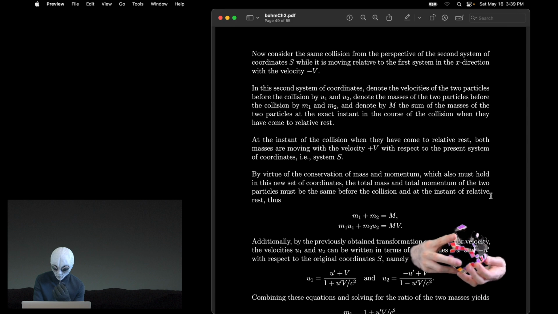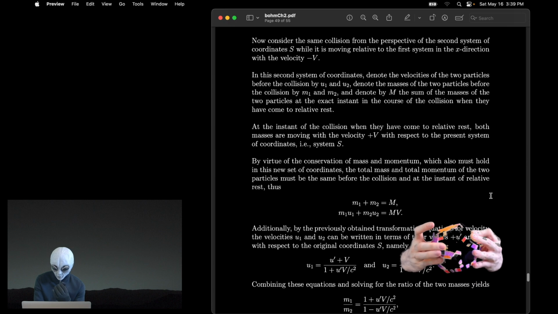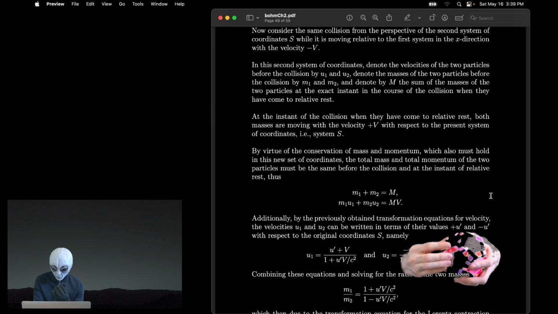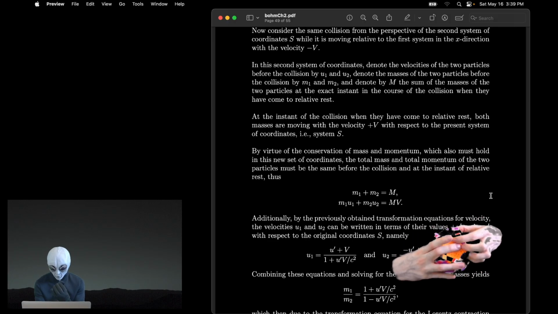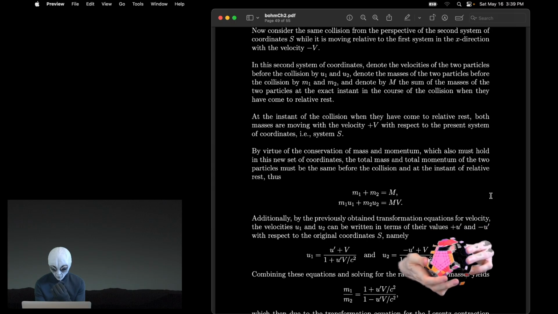Next, consider the same collision from the perspective of the second system of coordinates S while it is moving relative to the first system in the x direction with the velocity -V. In this second system of coordinates, denote the velocities of the two particles before the collision by u_1 and u_2. Denote the masses of the two particles before the collision by m_1 and m_2. And denote by M the sum of the masses of the particles at the exact instant in the course of the collision when they have come to relative rest.